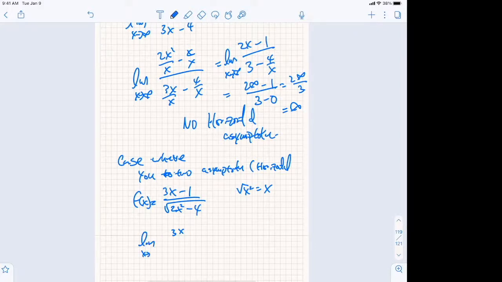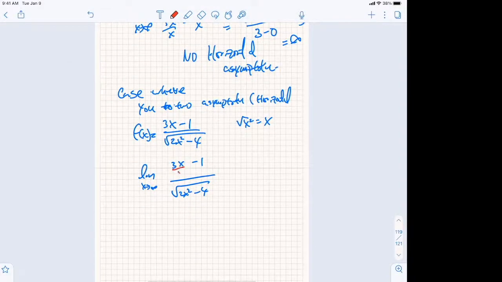I'm just going to rewrite everything. I'm going to divide by x. If I divide by x out here, then inside the square root I'm dividing by the square root of x squared. And that's equal to 3 minus 1 over x, over the square root of 2 minus 4 over x squared. Does that make sense? Then when x approaches infinity, this is going to be 3 over the square root of 2. Do I need to rationalize? Well, I don't have time to rationalize.